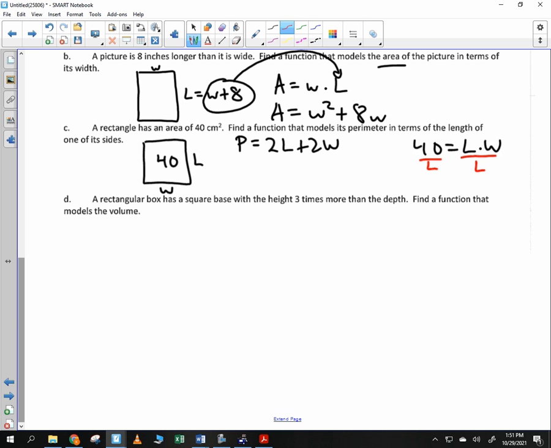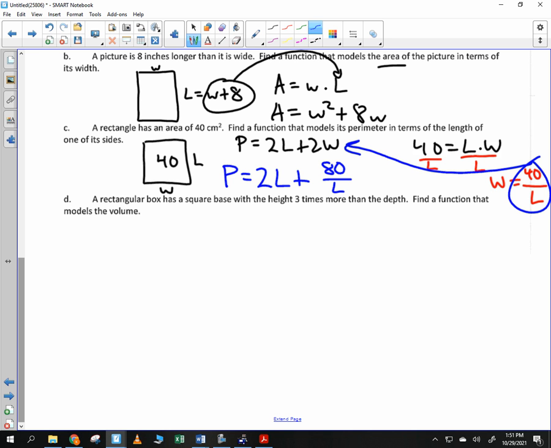So that tells me that width is equal to 40 over L. So what are we going to do with that 40 over L? Plug it in for W. Then you get 2 times L plus 2 times 40 over L. Yeah, so 2L plus, excuse me, 80 over L? Yeah, 40 over L times 2 is 80 over L. We good? Yep.